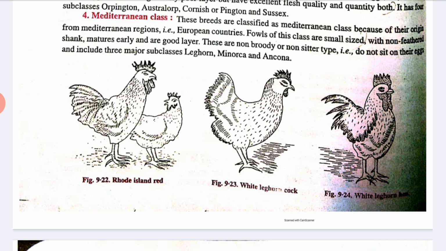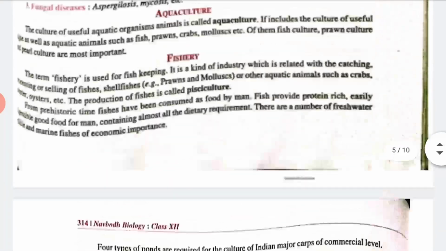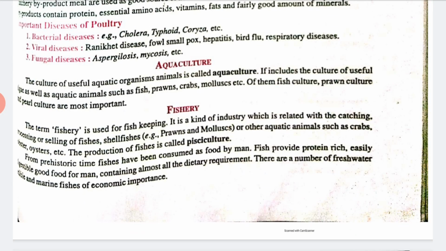Now the important diseases of poultry. The important diseases are bacterial disease, viral disease and fungal disease. So that is all about poultry farming. Next is our aquaculture. As you all know, what is aquaculture? It means the culture of useful aquatic organisms and animals. It includes the culture of useful algae as well as aquatic animals such as fish, prawns, crabs, molluscs, etc.